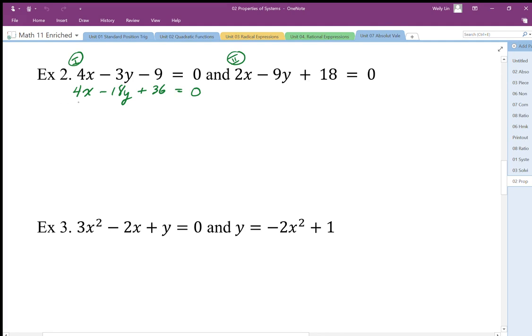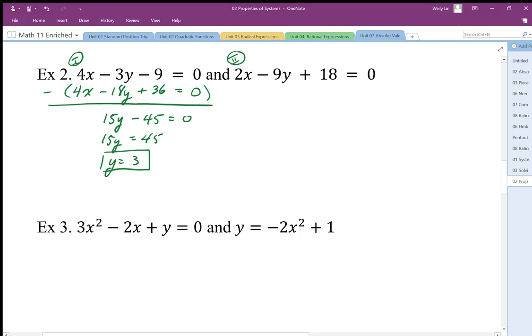At this point, I can then subtract this. I'm going to subtract all this. And this will eliminate the x variable and leave me with, watch your negatives here, it's going to be minus negative. So positive 15y minus 45 equals 0. I can now solve for y. So I end up with y equals 3.